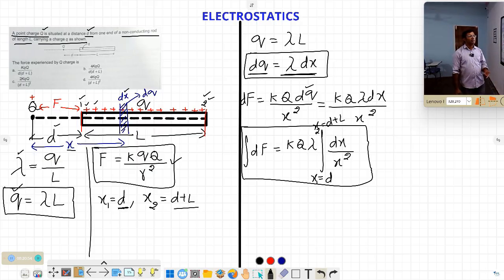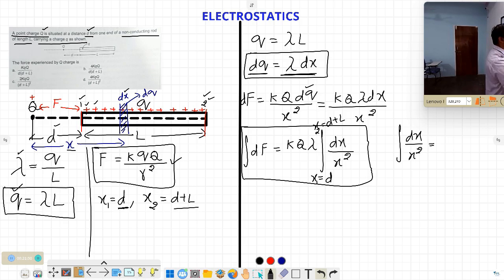So first, integral dx by x square. What is the formula for this one? Integral dx by x square is equal to nothing but, we can write this one in terms of integral x power minus 2 into dx. Now this is in the form of integral x power n. What is the formula for integral x power n? Integral x power n is x power n plus 1 by n plus 1. So according to that, x power minus 2 plus 1.